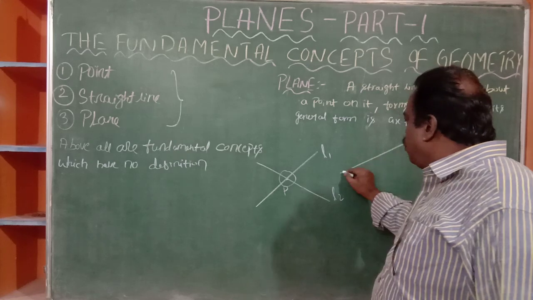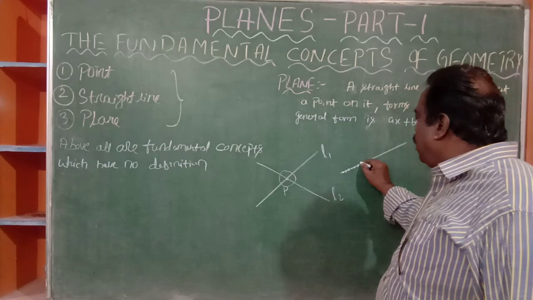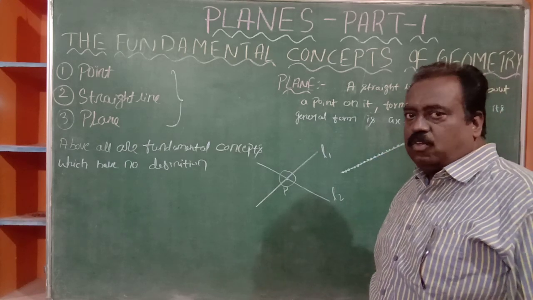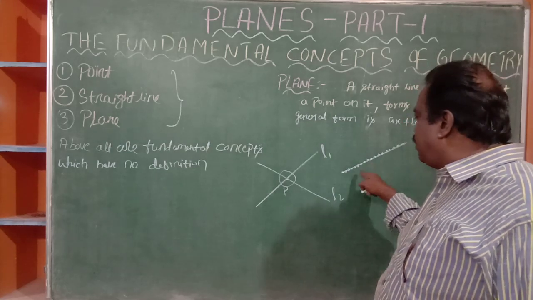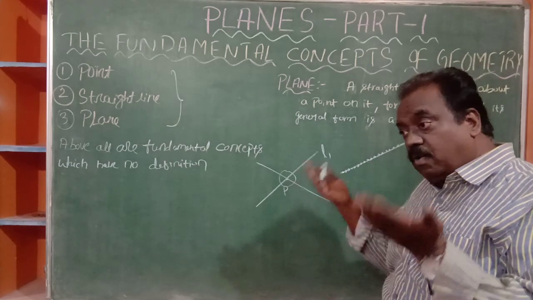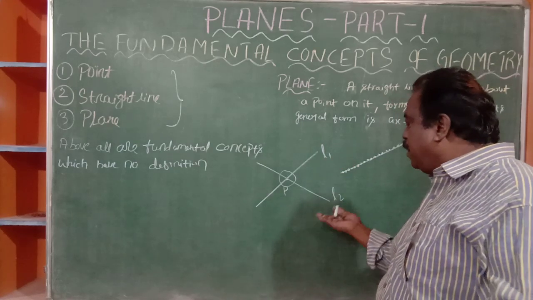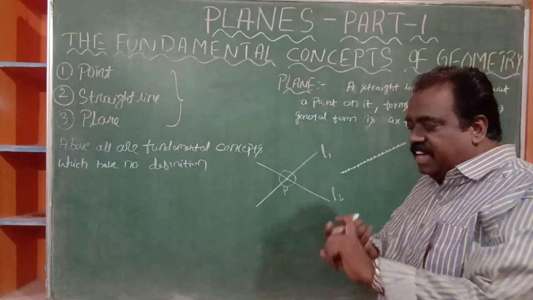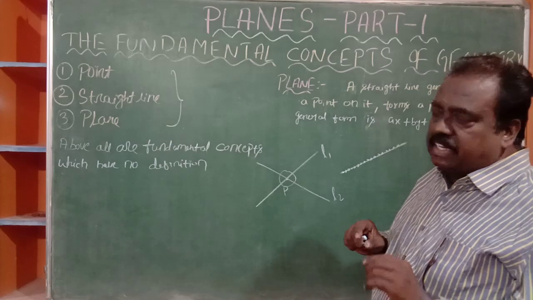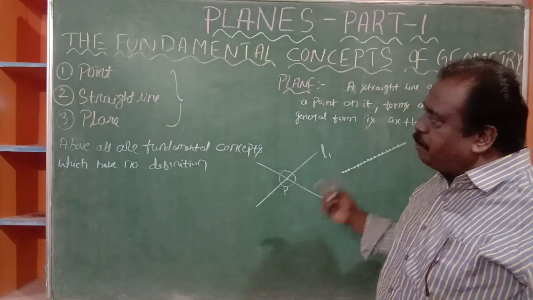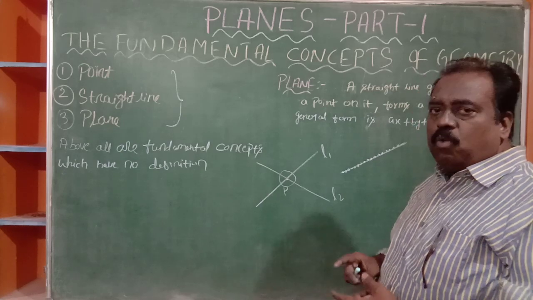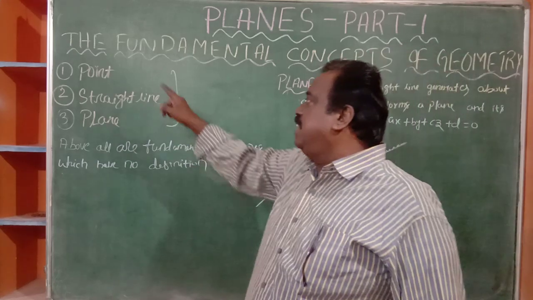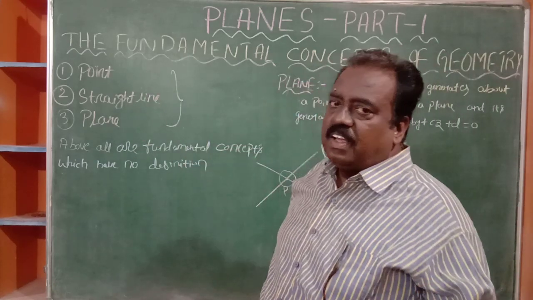Similarly, what is a straight line? A straight line is a set of points. Is it not? If you define the straight line, we need a point. Already we have some idea about the point. If we define the point, we already have the concept of the straight line. They are interlinked. So it is not possible to correctly define the point and straight line, because one is connected with another one. That is why the mathematicians decided that these three are fundamental.